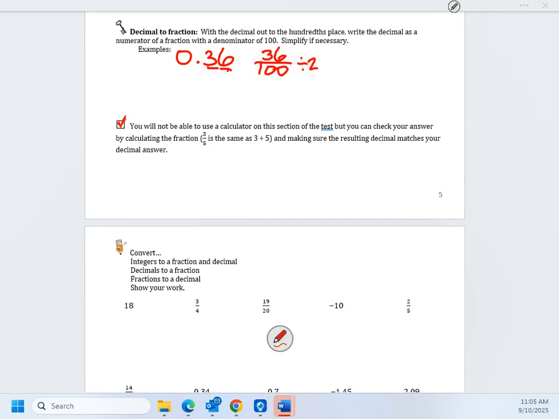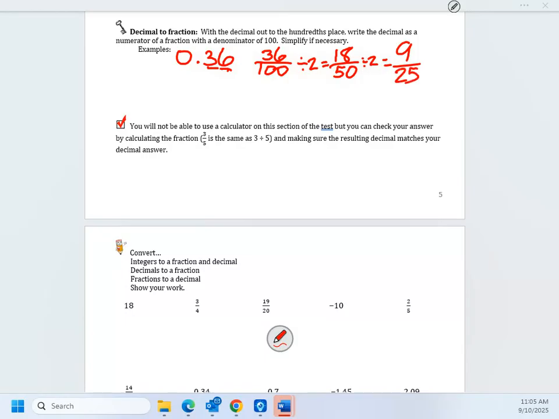What's 36 divided by 2? Elliot? 18. What's 100 divided by 2? 50. Am I as low as I can go? No, because they're both even numbers. So what else can I divide out, Henry? 2 again. 18 divided by 2 is 9. 50 divided by 2 is 25.